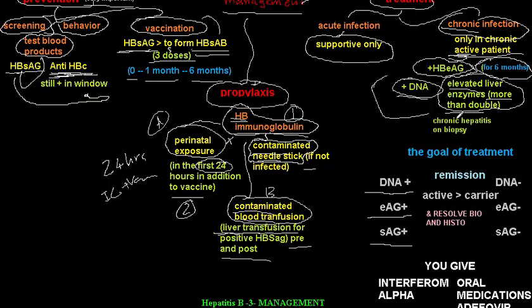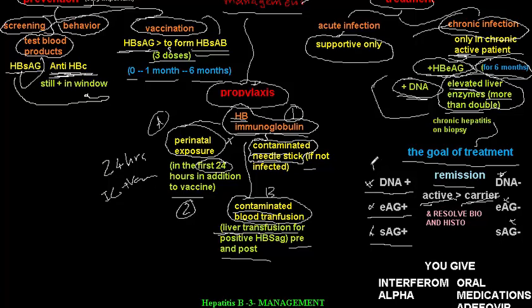Before treatment you have to ask: is it a chronic infection? Yes, it is more than 6 months, so it is chronic. Is it an active infection? Yes, we have DNA positive, envelope positive, and elevated liver enzymes, so you can treat now. The goal of treatment is the remission of positive DNA into negative DNA, positive envelope antigen into negative, and positive surface antigen into negative. So it is a conversion from the active state into the carrier state.